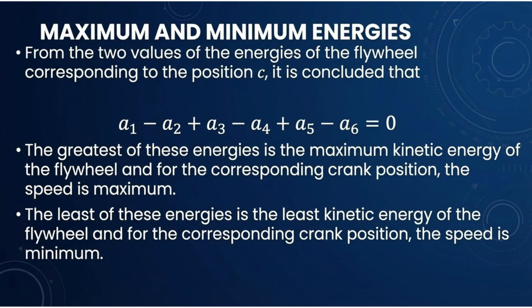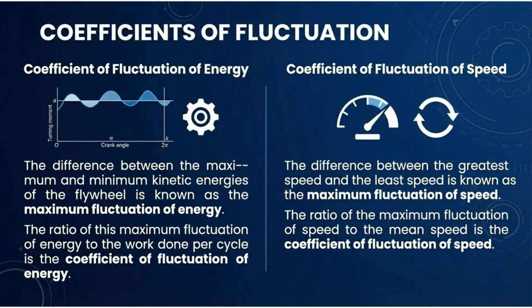The maximum kinetic energy of the flywheel corresponds to the greatest energy value, and the minimum kinetic energy corresponds to the least energy value. The speed is maximum and minimum, respectively, at these points. The maximum fluctuation of energy is the difference between the maximum and minimum kinetic energies. The coefficient of fluctuation of energy is the ratio of this maximum fluctuation to the work done per cycle. Similarly, we define the coefficient of fluctuation of speed.